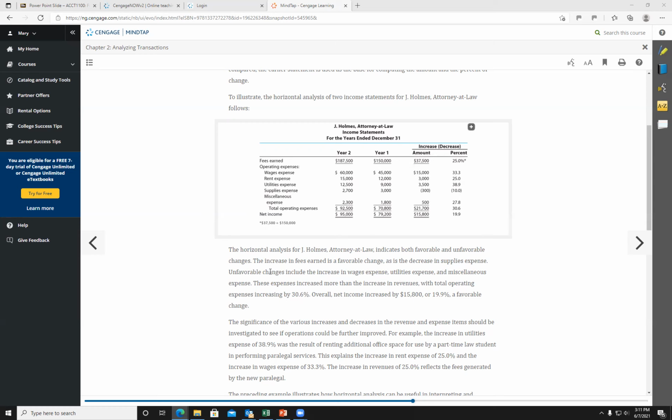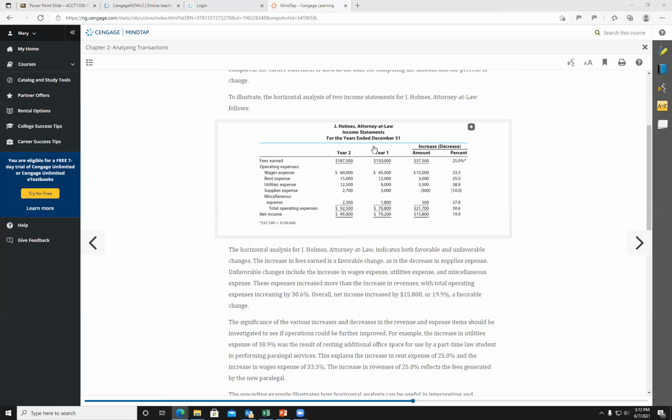The horizontal analysis for Jay Holmes indicates both favorable and unfavorable changes. So the increase in fees earned is definitely a favorable change, as is the decrease in supply expense. So we look here, he is more efficient with the use of his supplies. But we do see an unfavorable change in his wages, because that was more than 25%, and in utilities and rent expense. They all increased right at or more than his fees earned. So he's not necessarily increasing his profit. So that's something to look at.